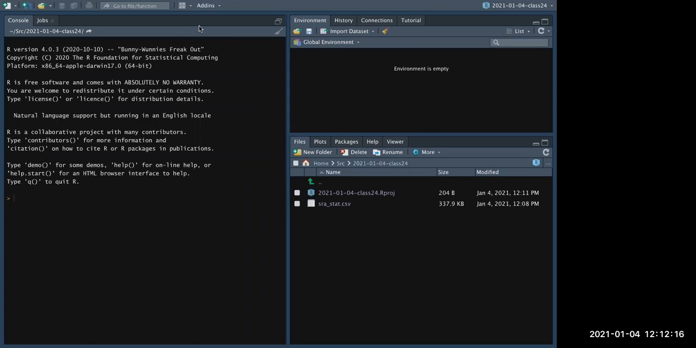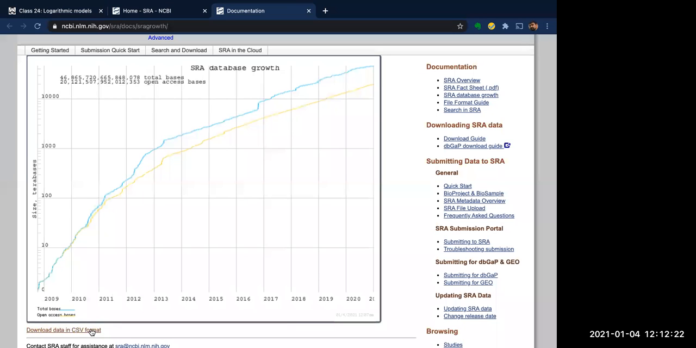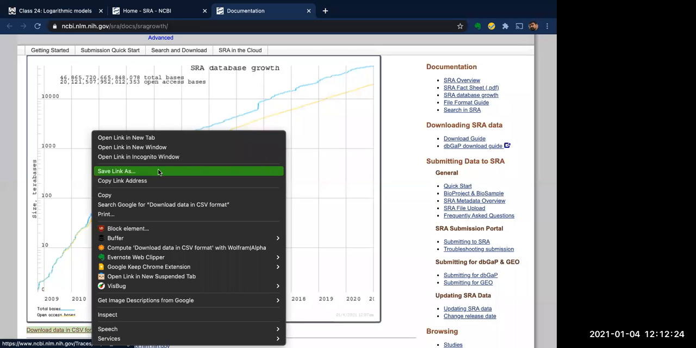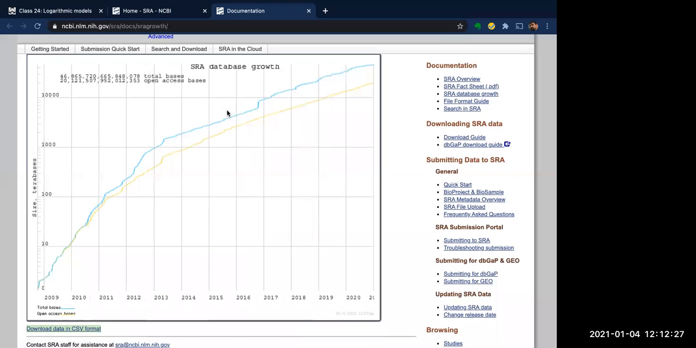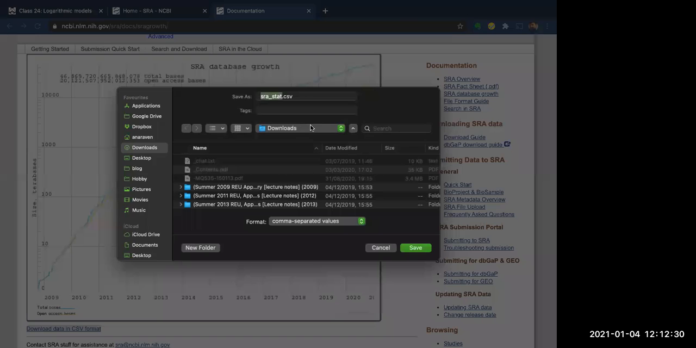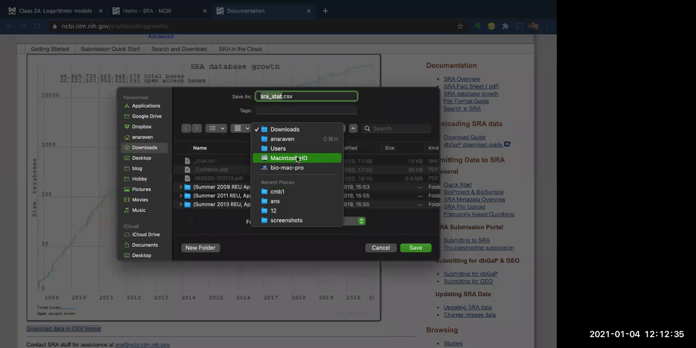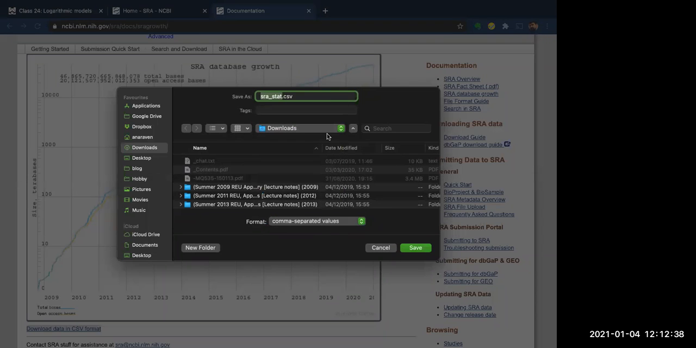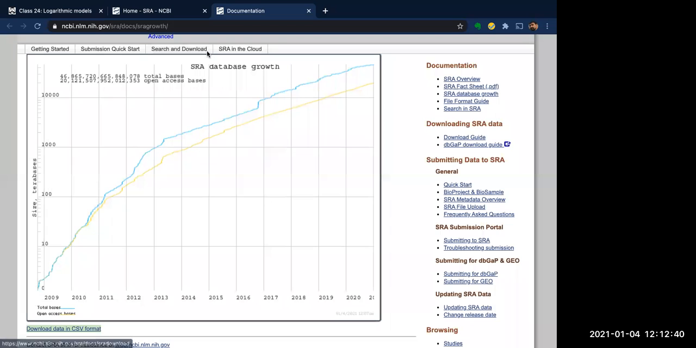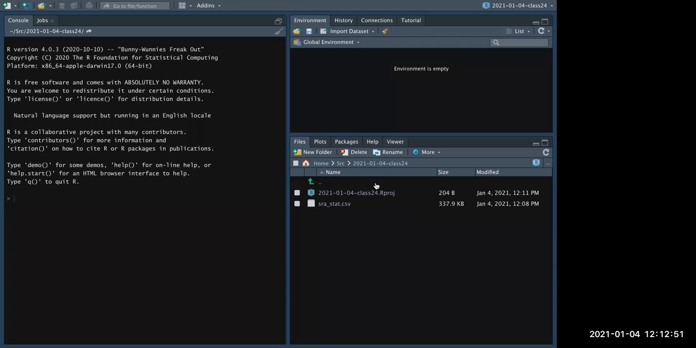One alternative is when you go to the NCBI, you have the download and you have the option of save link as. And when you choose save link, you can choose where to store it. Here you can choose the folder that we are using. The point is that life is much easier if you put the data in the same folder. I mean, you make a project folder and you put everything in that project folder.